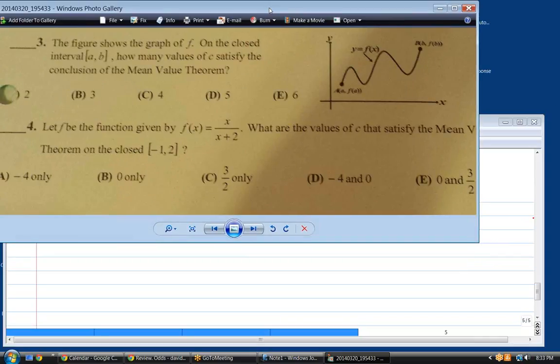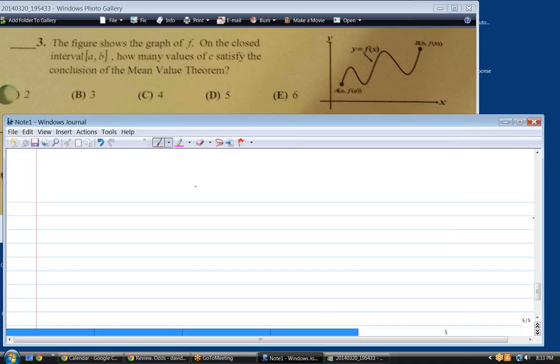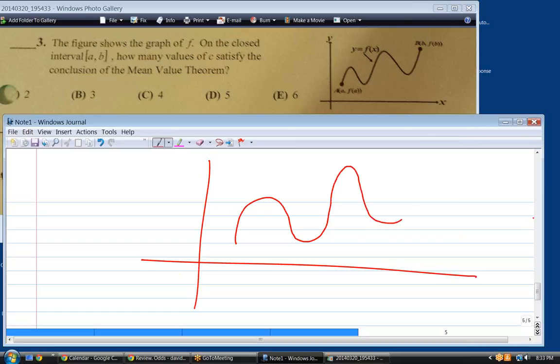Okay, on the closed interval, how many values of C satisfy the conclusion of the mean value theorem? Well, I'm looking for slopes that have that slope. The average slope between point A and point B. Actually, the average slope between those 2 dots is that horizontal line. So now, what am I looking for?